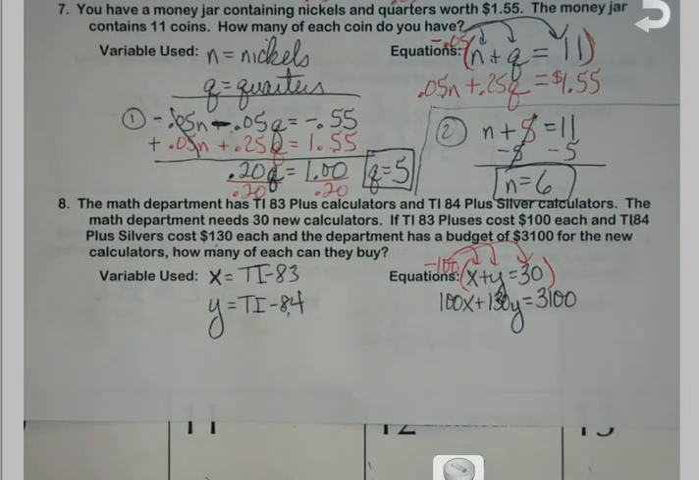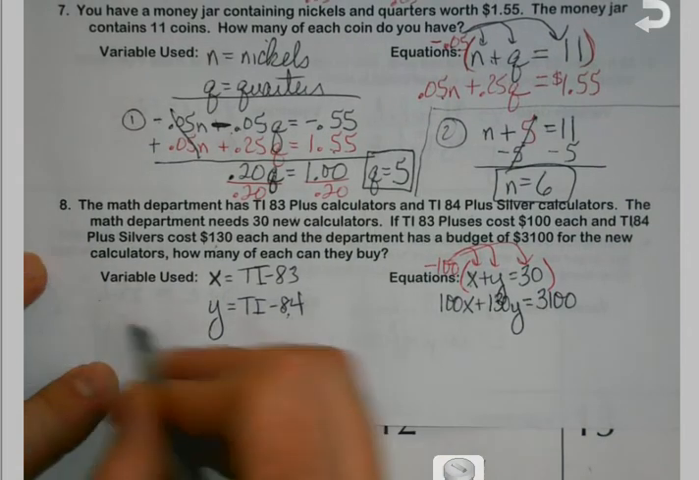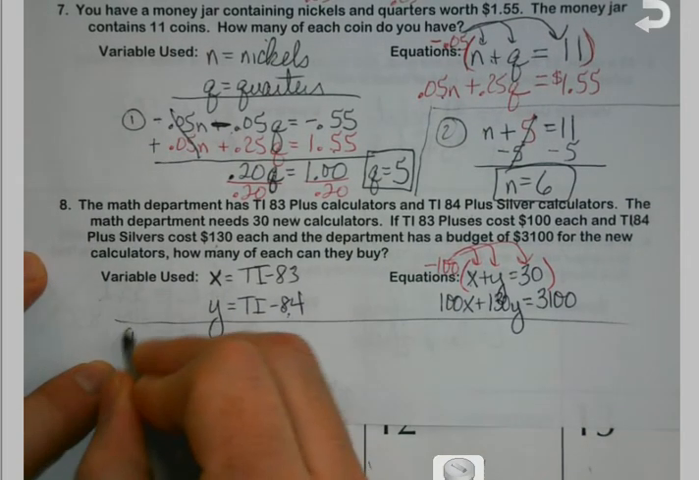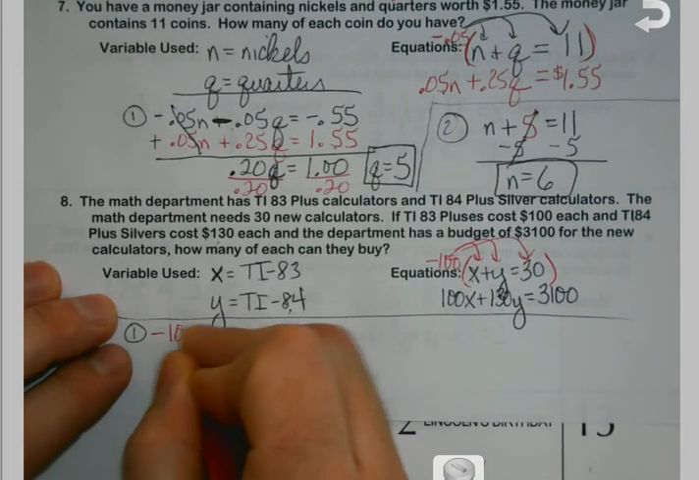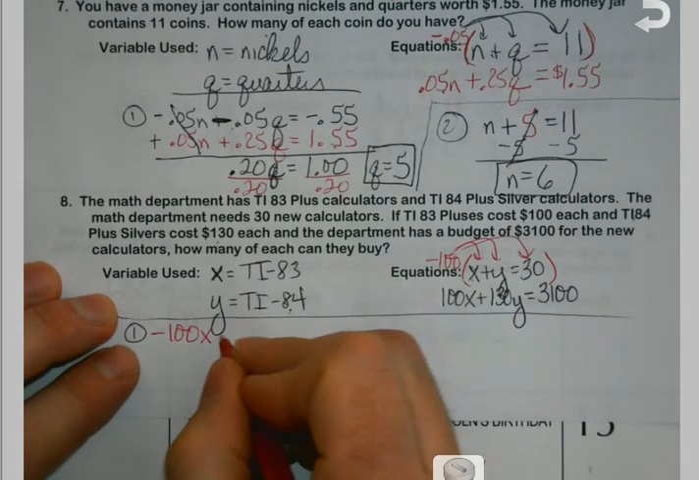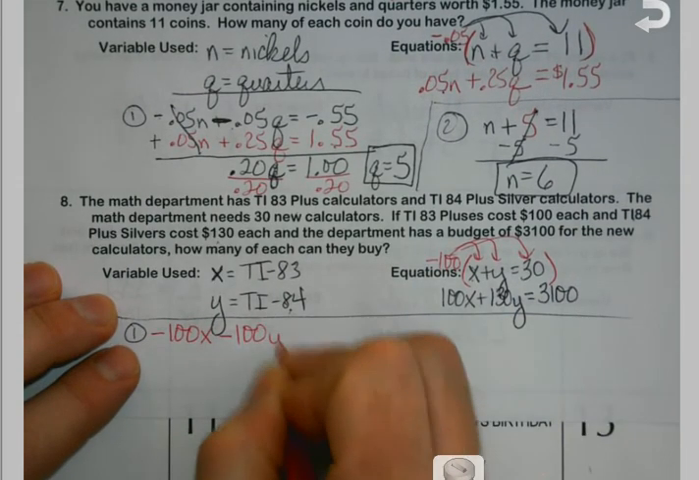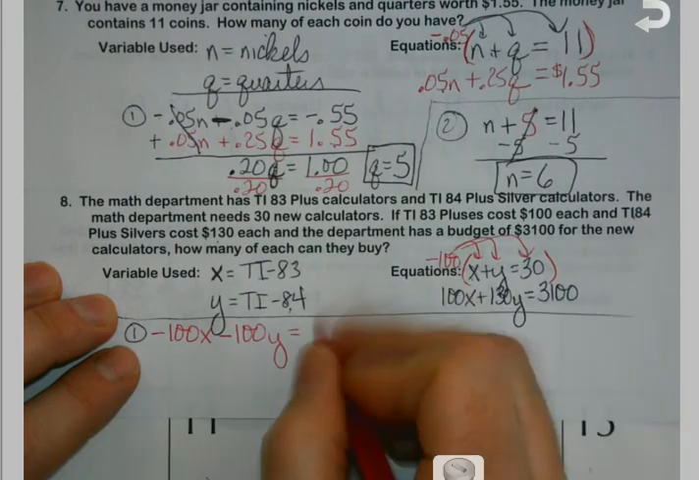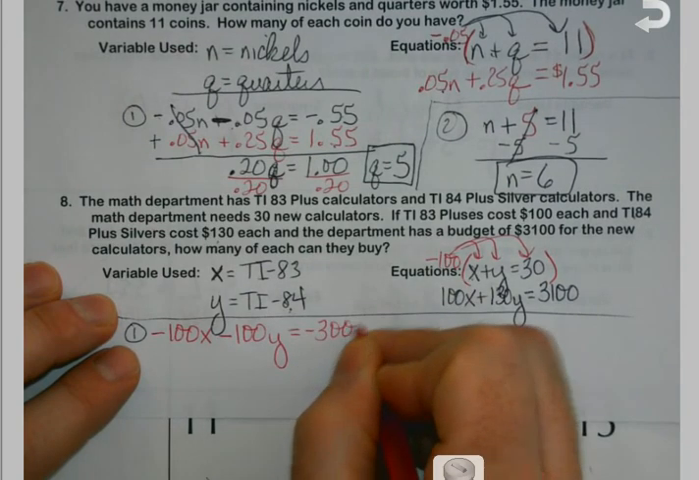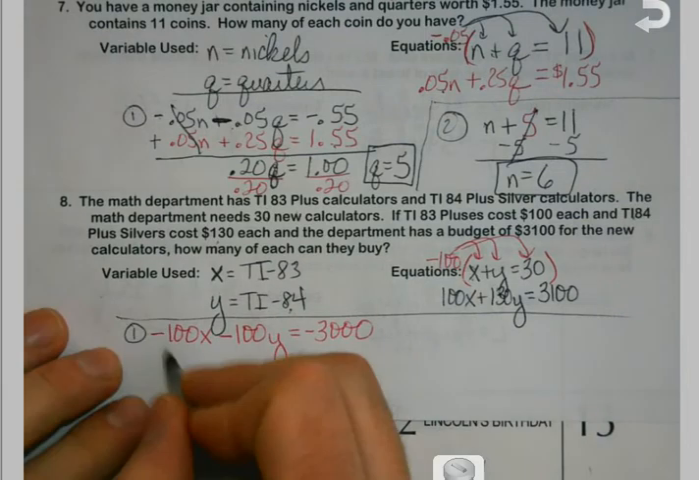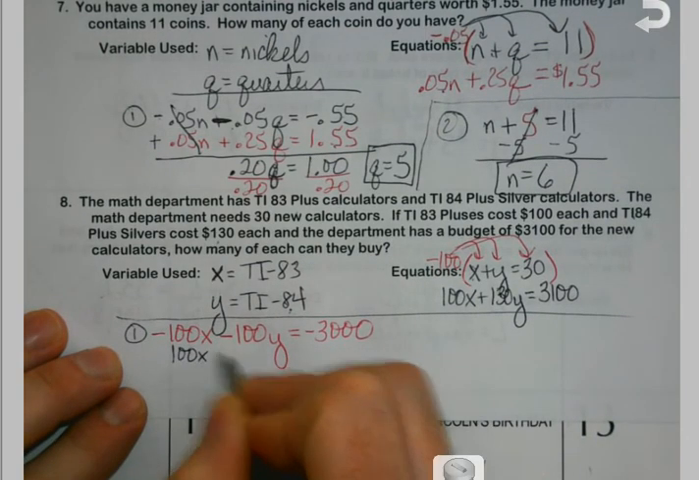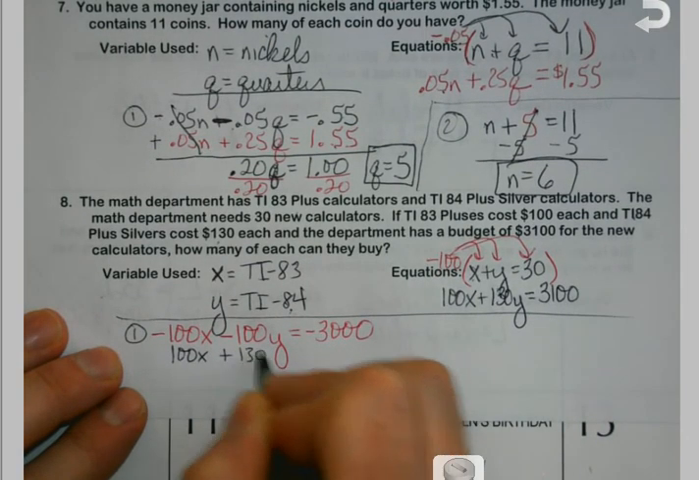I left myself a little short on room again. So we'll just start up down here. So that negative 100 goes through to every single one of those. And then my bottom one stays exactly the way it is.